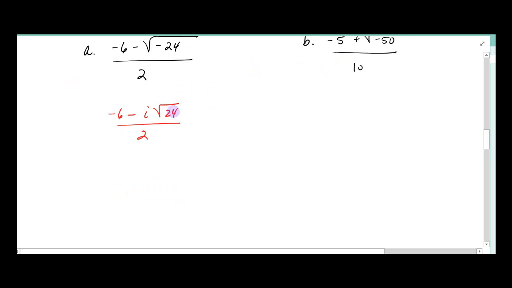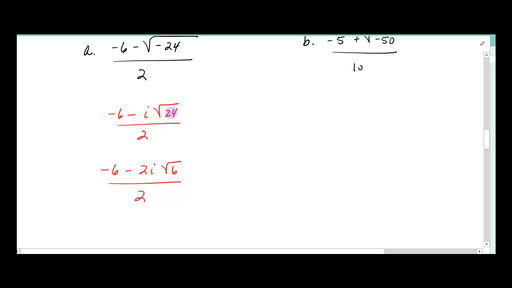So to simplify the square root of 24, again you're thinking perfect square factors of 24. That would be a 4 and 6. So we can rewrite this as -6 minus 2i times the square root of 6 divided by 2. Now to check that you have simplified this correctly, we can square my number on the outside, so 2 squared is 4, times what's under the radical, which is 6, gives me back what I started with, so I know I simplified that correctly.